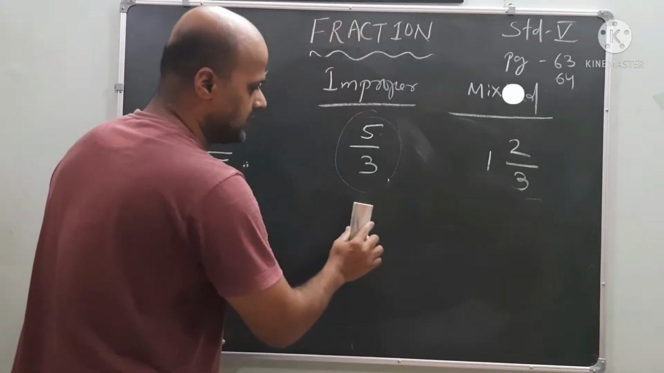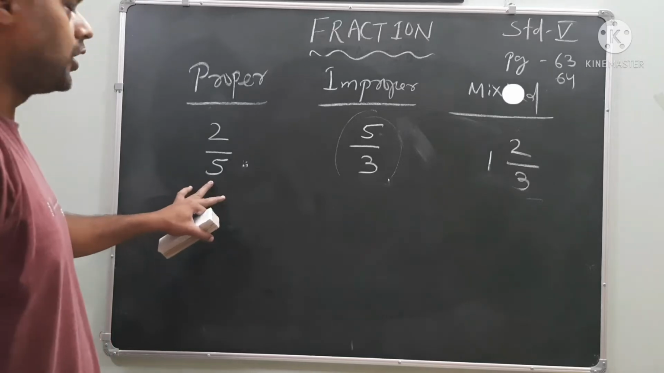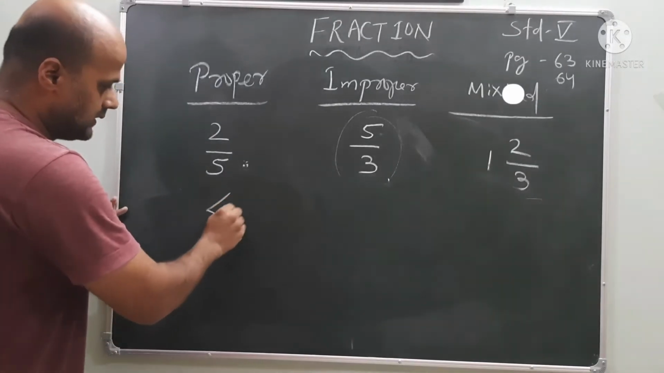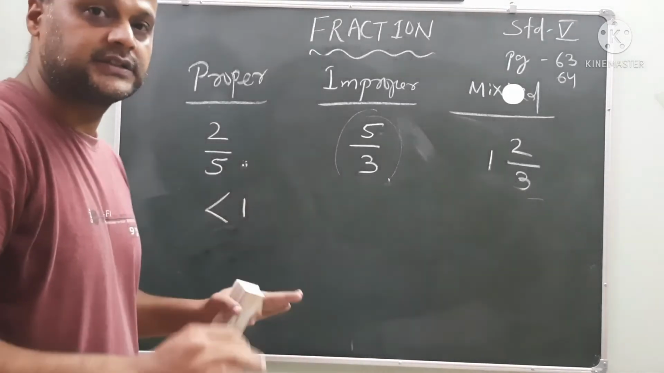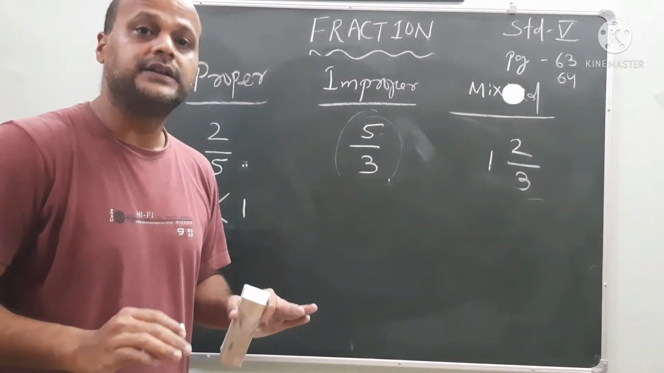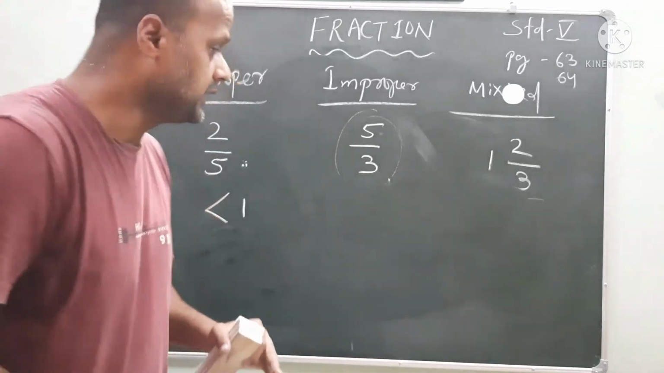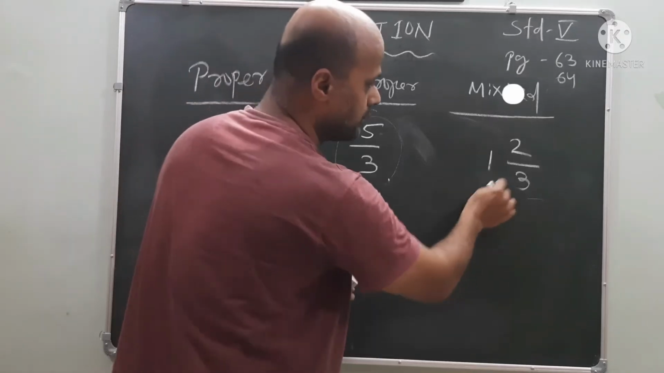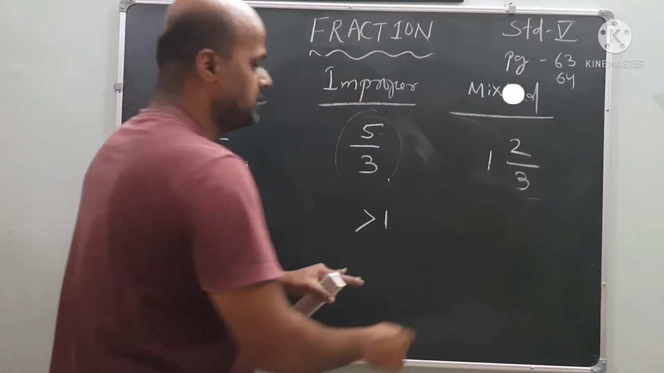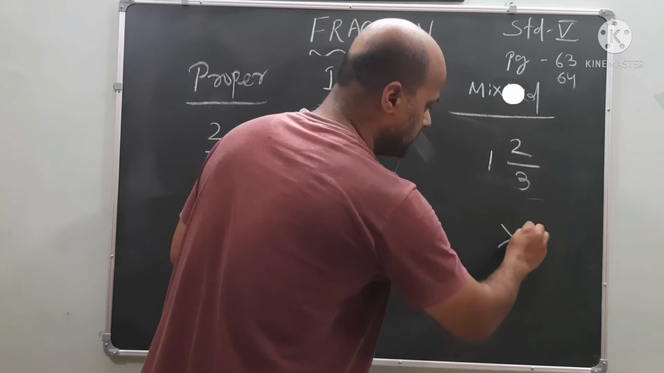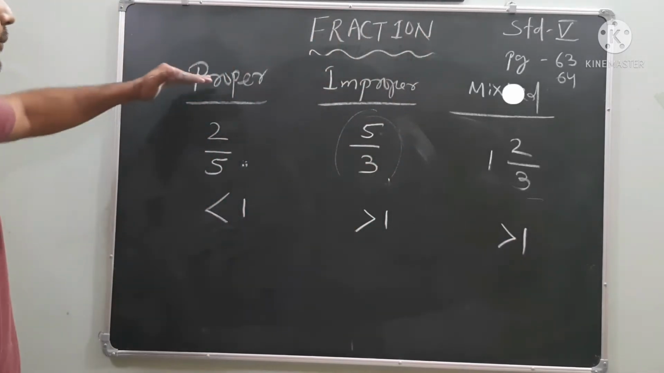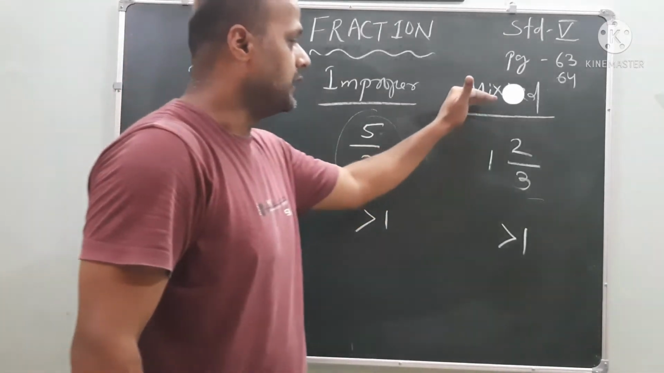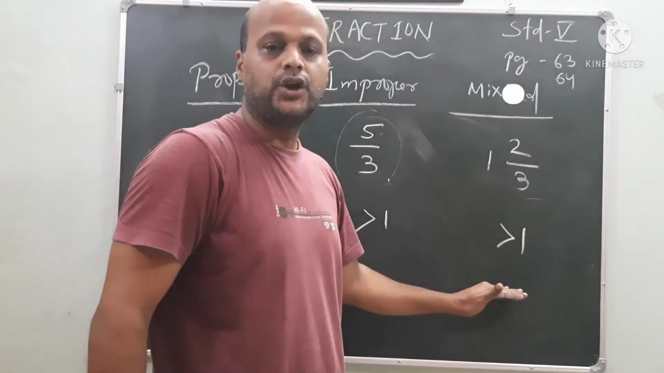This is the funda. And remember one thing: a proper fraction is less than 1, because it is smaller than 1. An improper fraction is greater than 1, because already a whole number is created here. And a mixed fraction is also greater than 1. Proper is less than 1, improper is greater than 1, and mixed fraction is greater than 1.